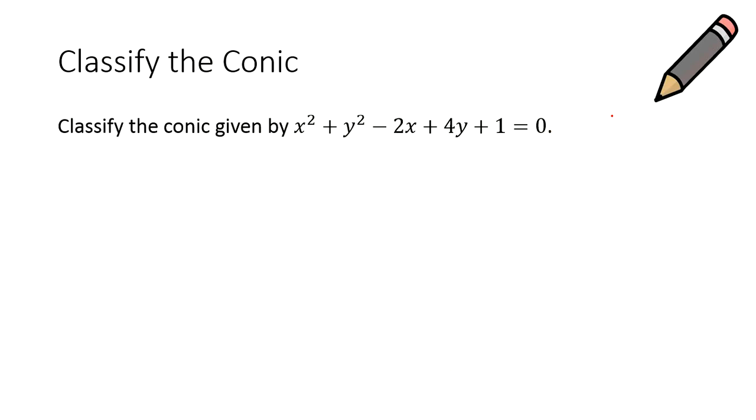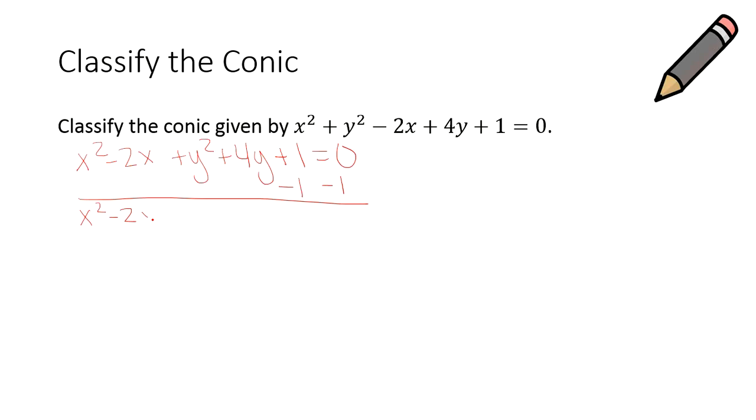Let's try another one here. So I have an x squared, y squared, and I have an x and a y plus 1. So let's group the x terms together, and then I'm going to group my y's together. And I still have this plus 1 on the other side. So let's kick it to the other side. Equals -1.